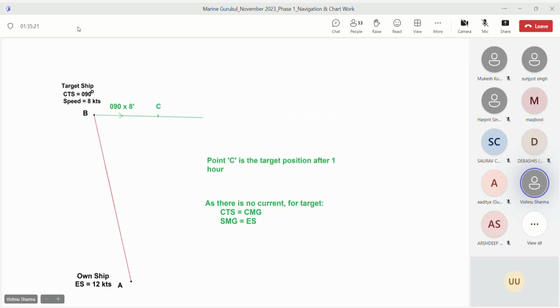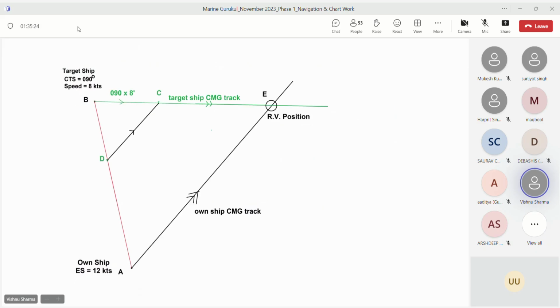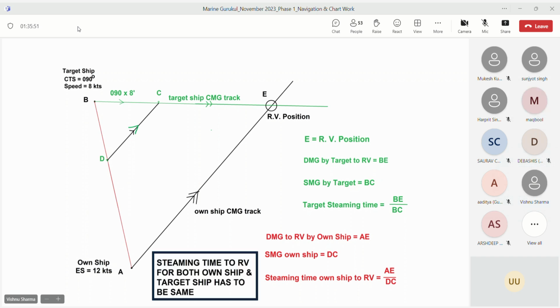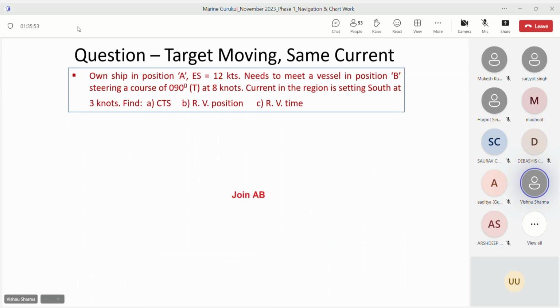So here it was the same plot which we are talking about. This is where we get the positions. Okay, this is by mistake. This is double arrow. Anything else? Steaming time and all that is there now. Okay, now we come to this one.